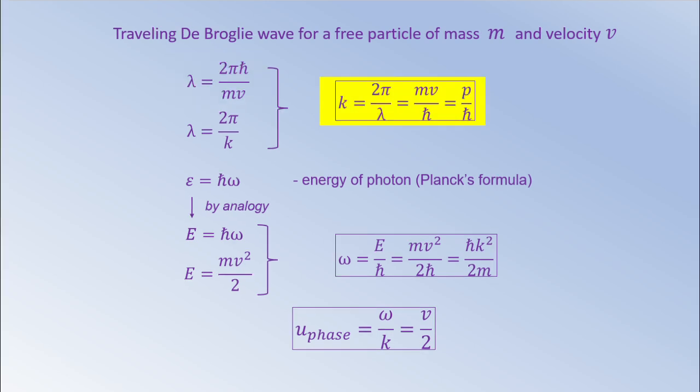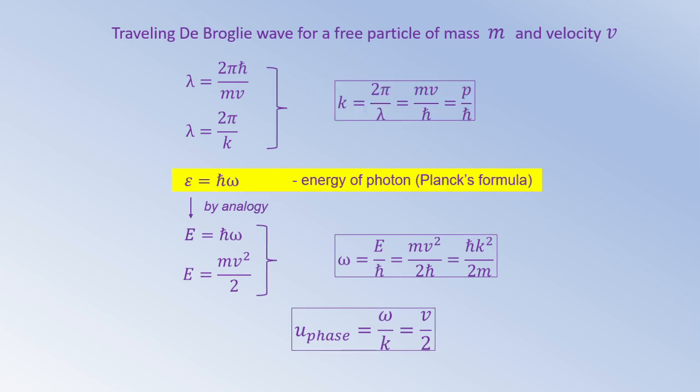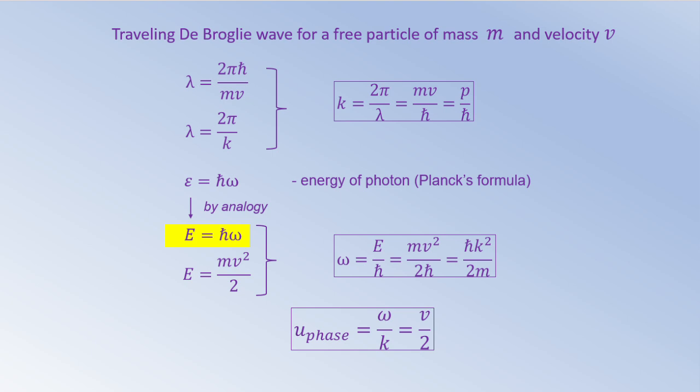From here we can easily determine the wave number k as 2 pi over lambda, or mv over h bar, or p over h bar, where p is the so-called momentum. Now, an important new idea. For a photon, its energy epsilon is related to the frequency of the corresponding electromagnetic wave. By Planck's formula, epsilon is h bar omega. A similar equation is used for mass particles within the concept of de Broglie waves.